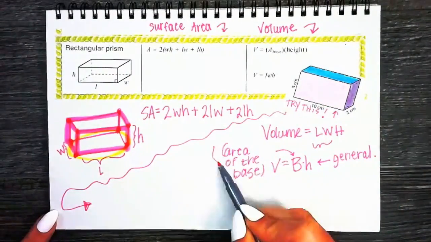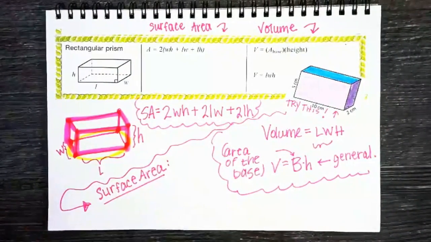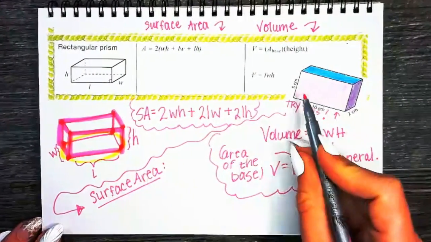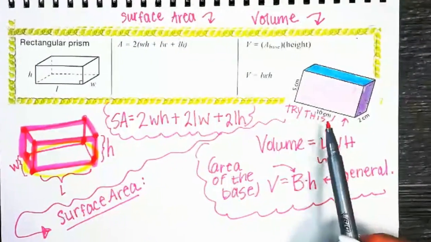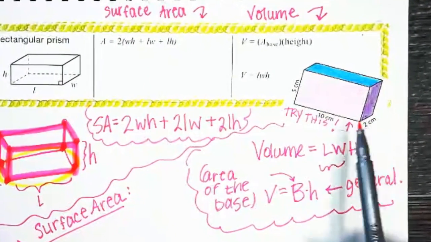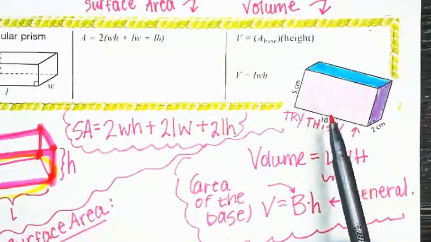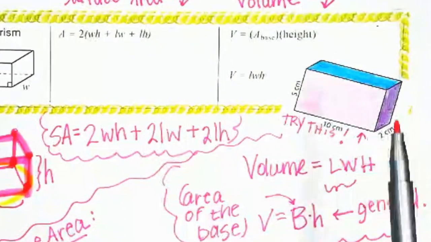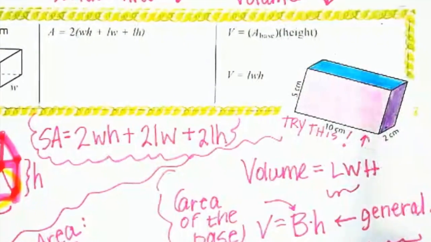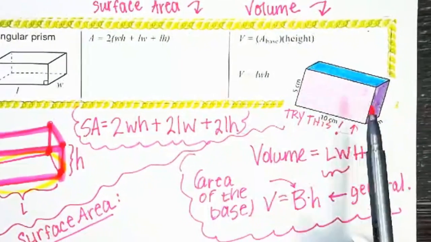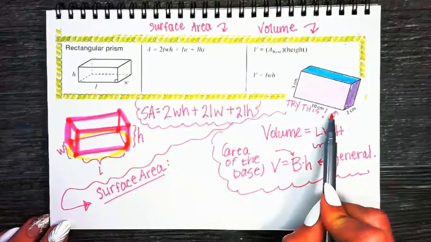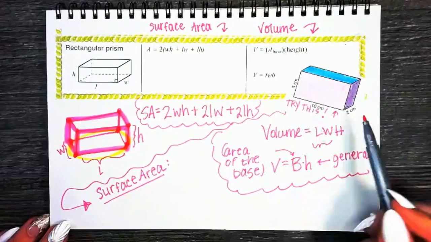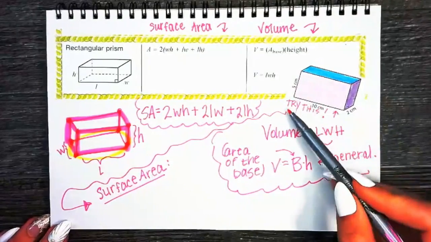Now we're going to try this example. Let's do surface area. So we have 5, 2, and 10. It doesn't really matter which one you consider the length, the width, or the height. You're going to get the same answer either way. So in this particular type of prism, it doesn't matter, okay? In other solids, it may matter, so you always want to pay really good attention. I'm going to assume that 10 centimeters is my length, my width is 2, and my height is 5.